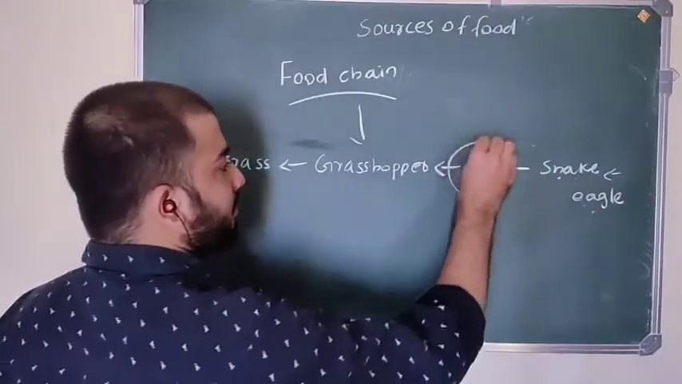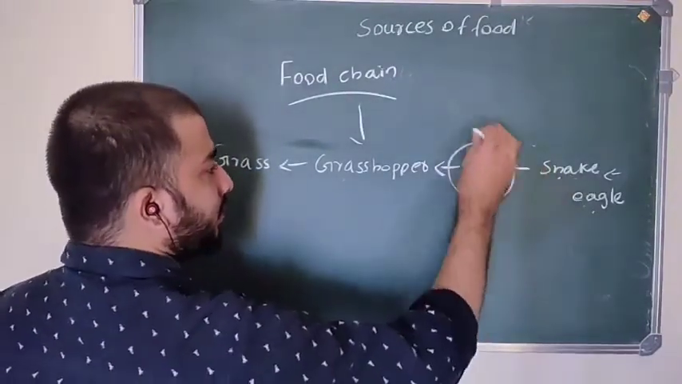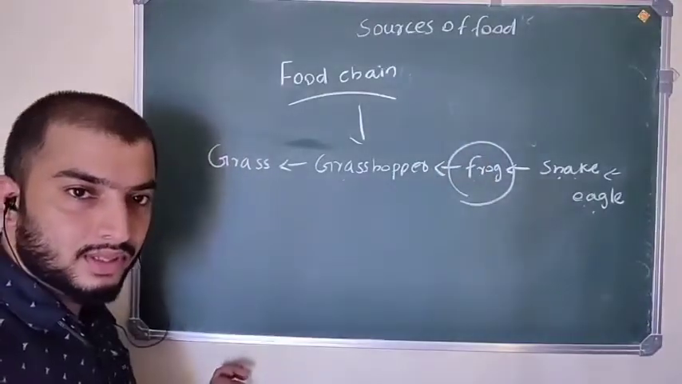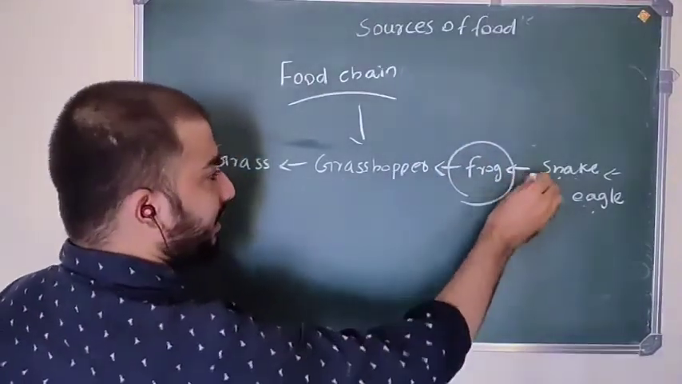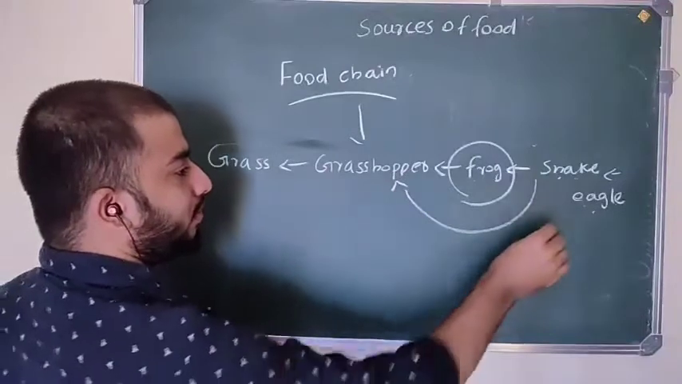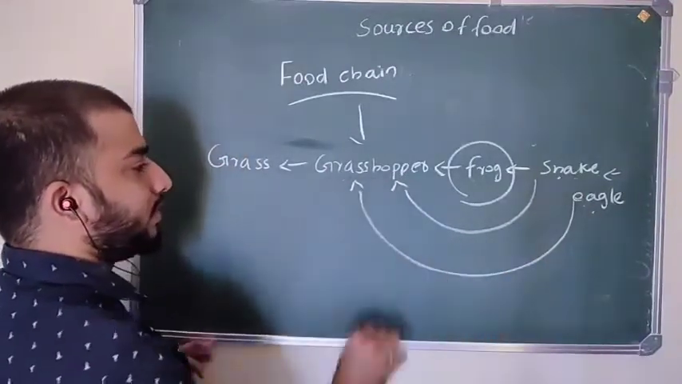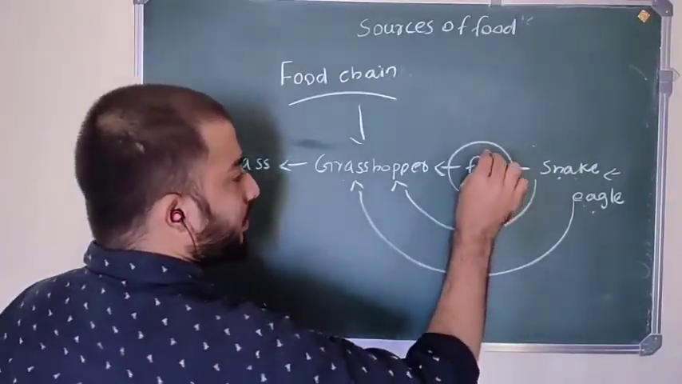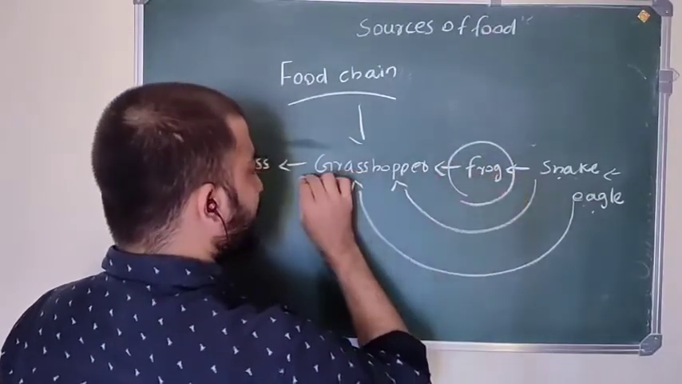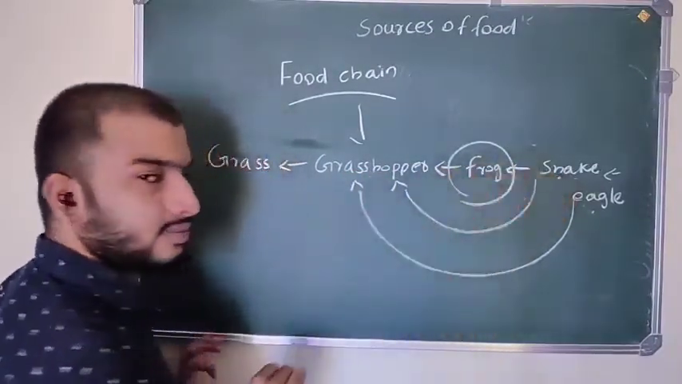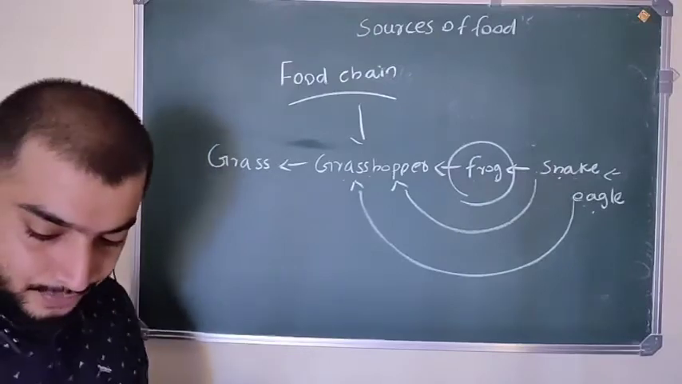If the frog is missing, what happens? This chain will break. The snake cannot eat the grasshopper, and the eagle cannot eat the grasshopper. So if the frog is present, then the chain is complete. This is called a food chain.